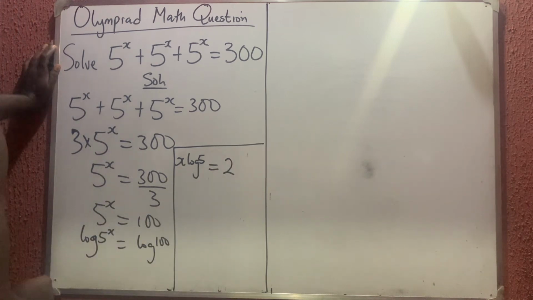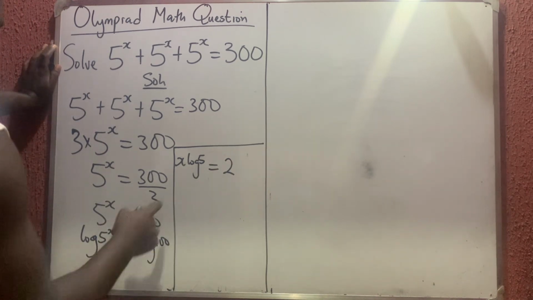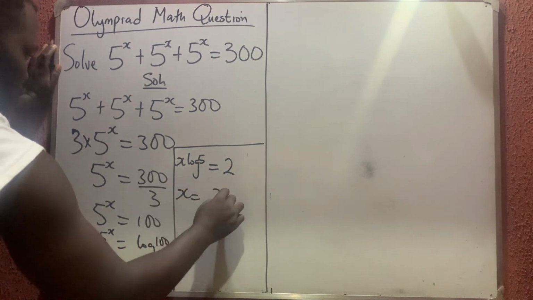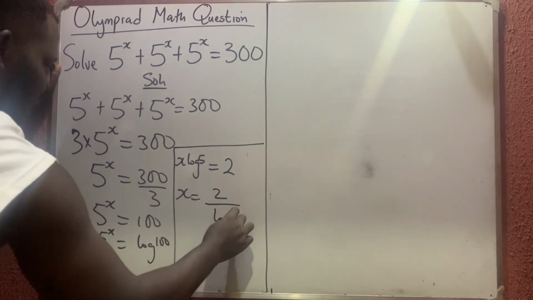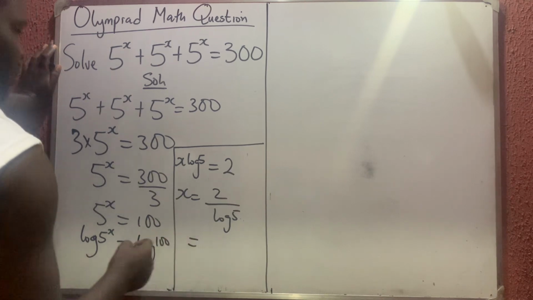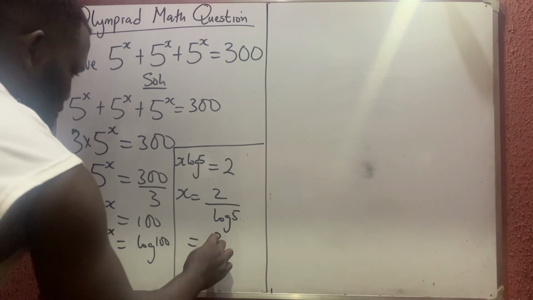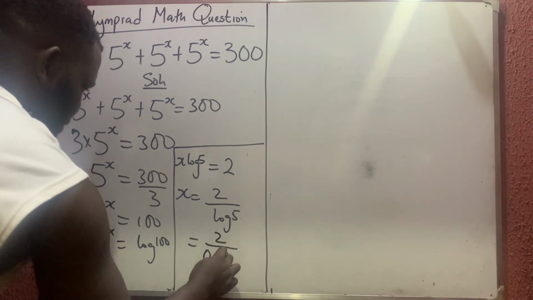I hope you know that. Yes, log 100 is 2. So now what do we have? I'm going to have that x is now equal to what? 2 divided by log 5. Okay, which will give you log 5 is 0.699. So I'm going to have 2 divided by 0.699.